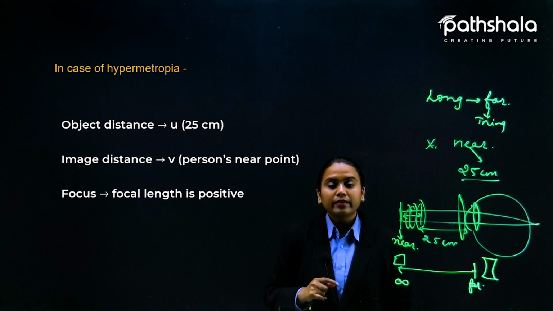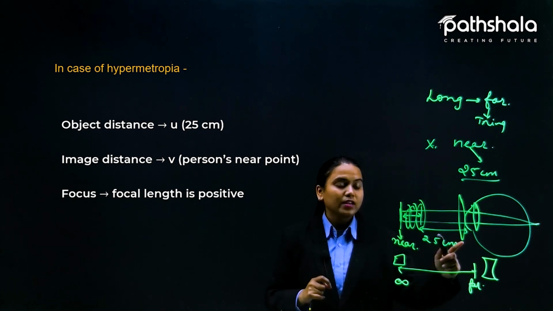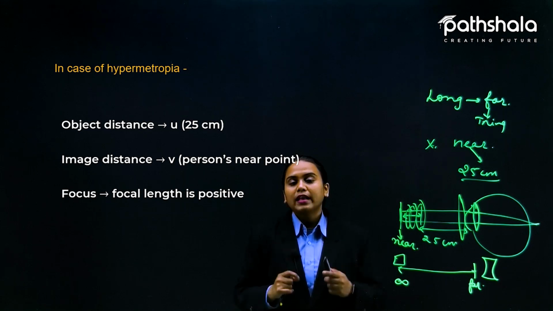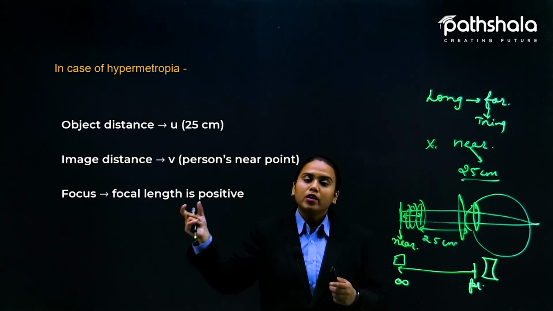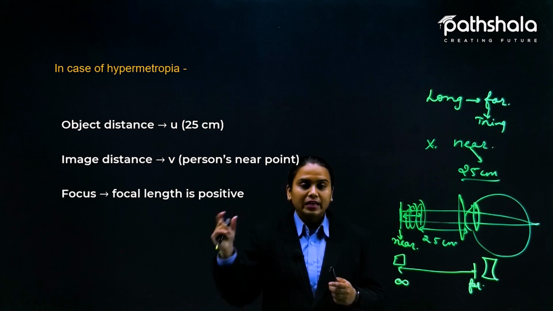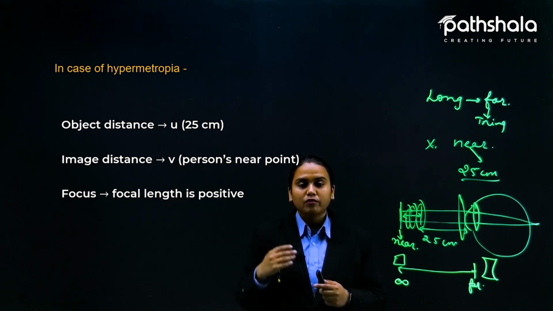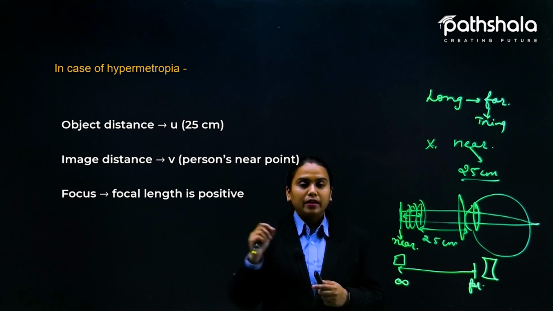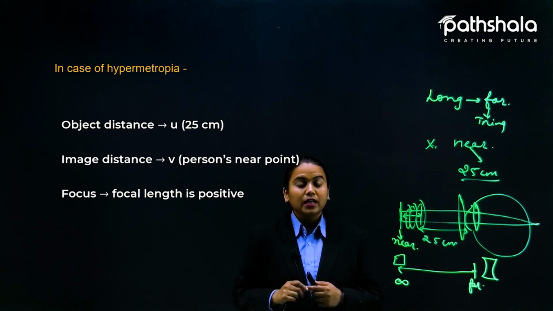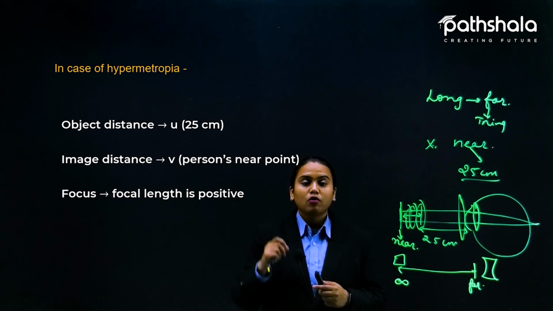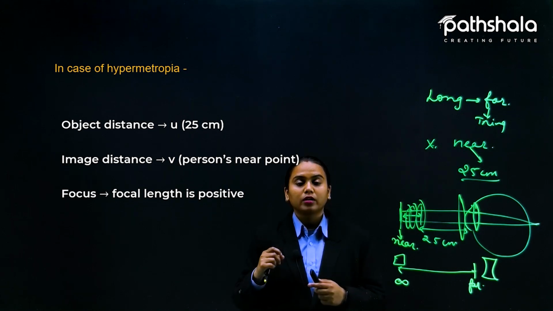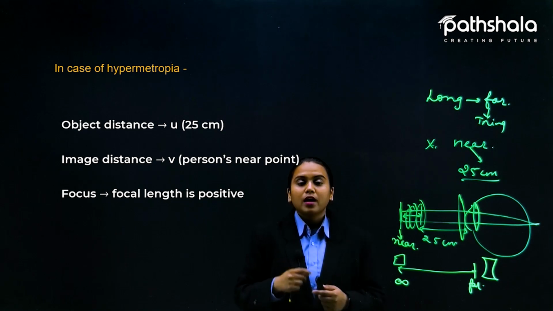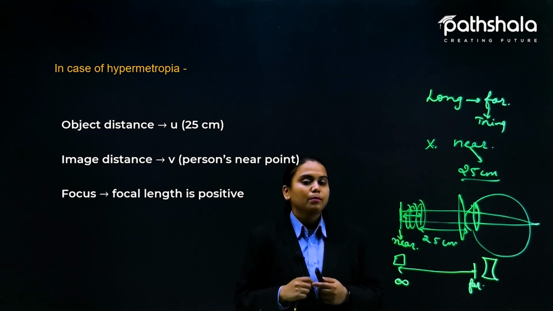But the focal length, you know that in this case the lens is a convex lens, so the focal length would be positive. So here also, if the focal length is already given in the question, you have to take it as positive. Okay, so all these are the tips and tricks for solving questions on the correction of myopic and hypermetropic eye. Now let's move forward to presbyopia.